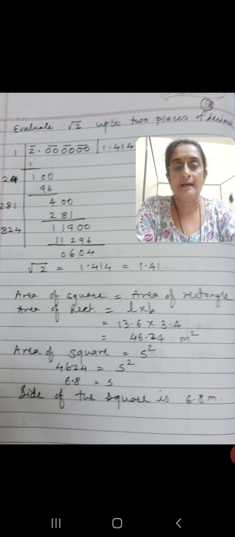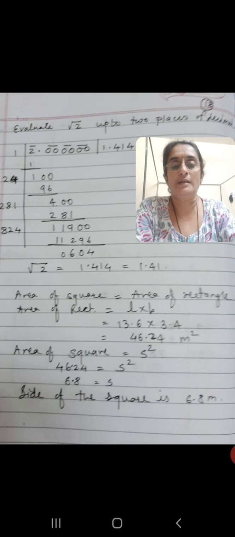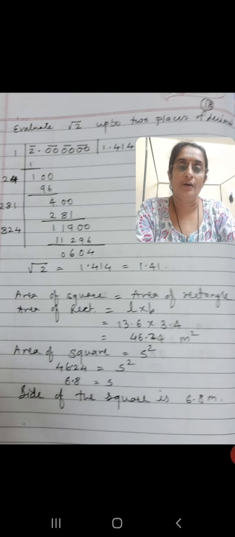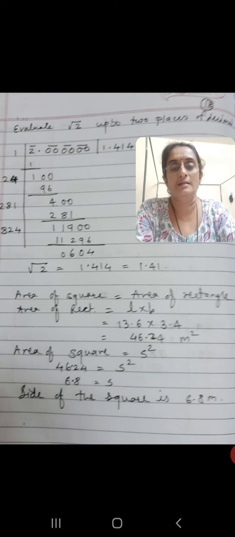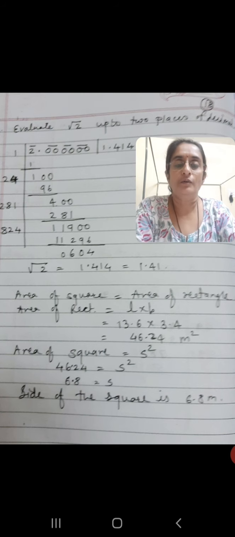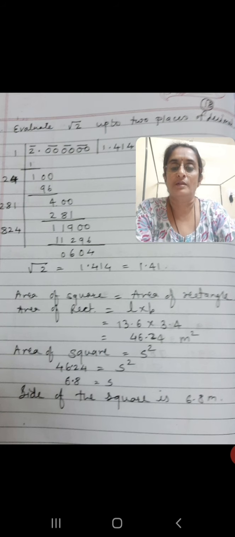Here the dimensions of the rectangle are given. Place the numbers that are given. Length is 13.6, breadth is 3.4. That gives you 46.24. Now this is the area of the rectangle. Now we have to find the side of the square. The area of the square and the area of the rectangle are the same. So the area of the square is also 46.24. Now using prime factorization or the division method you can find the root of 46.24, that will be 6.8, and that is the side of the square.